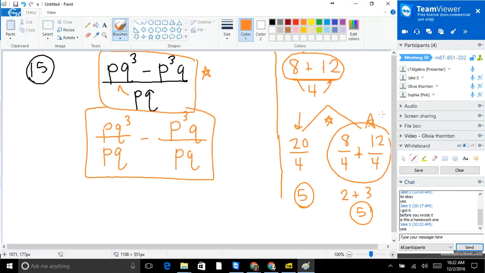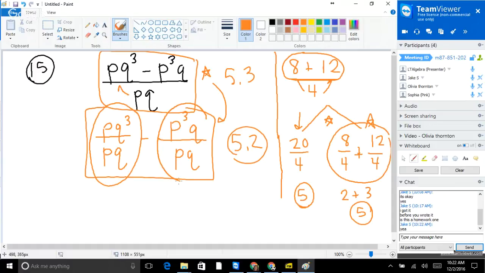Okay, so now comes the work of just simplifying. So now it's like, this is 5.3, right? Now all of a sudden you switch back to 5.2, right? This is simplifying each of these. So what you're going to do is simplify this, and then simplify this. They're like their own little problems within the problem, right?